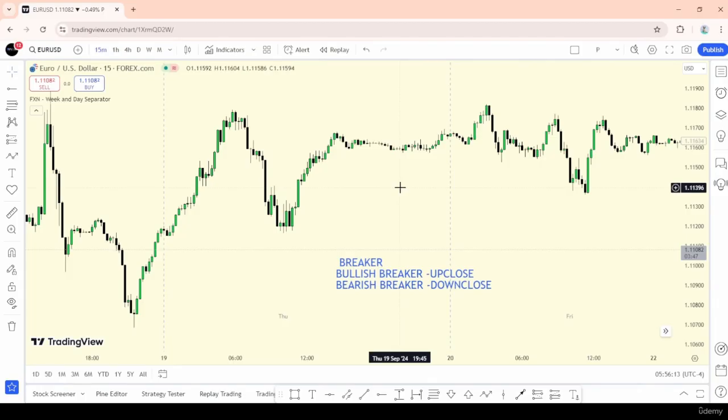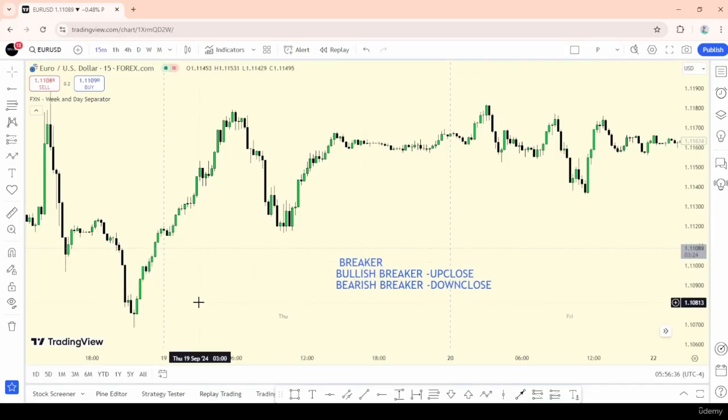Welcome back to this lesson, and in this lesson we will be learning about a breaker. So we have two kinds of breaker. We have the first one, which is a bullish breaker, and the second one is a bearish breaker. Just from the name, a bullish breaker is seen in a bullish market and a bearish breaker is seen in a bearish market. So what is a breaker?